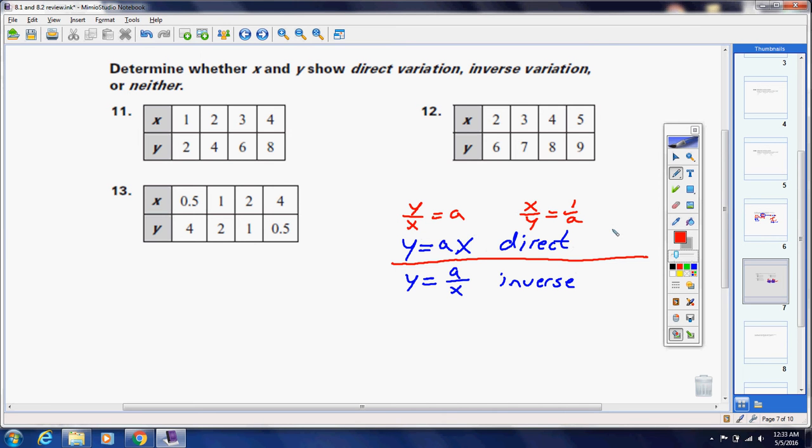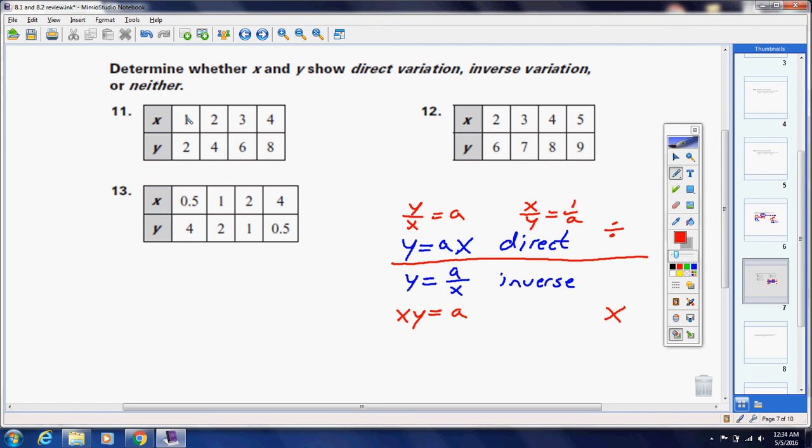So if I'm dividing the two values of x and y and end up with some constant, then that is a direct variation. Let's move this equation around a little bit. If I'm going to move x over to the other side, I have to multiply both sides by x, and I get xy equals a. So here I notice that if I multiply the values of x and y, I'm going to always end up with that same constant, and that's going to be an inverse variation.